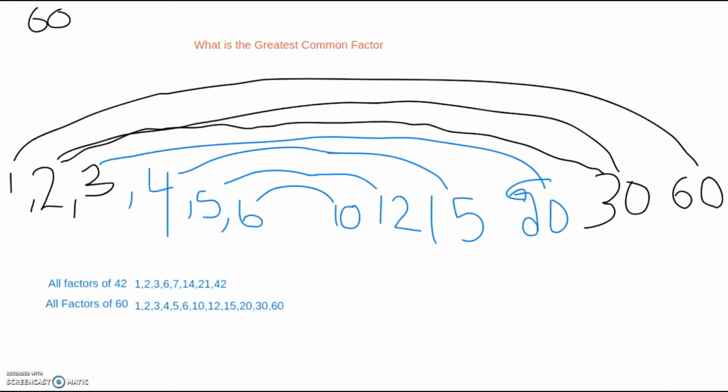So, here's all the factors of 42, and here's all the factors of 60. So, what is the greatest common factor? Go ahead and put it in the chat. 1 is a common factor, but everything has that factor, so that's kind of boring, right? 2 is a common factor, but it's not the greatest. 3 is a common factor, but it's probably not the greatest.